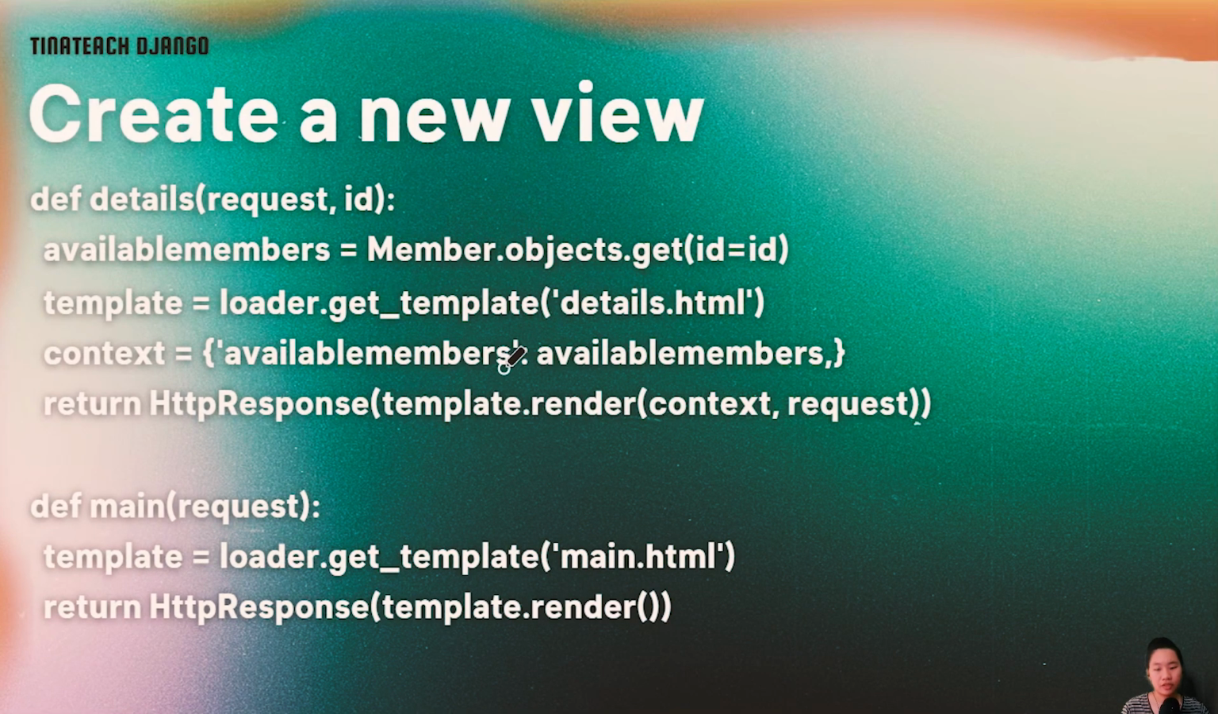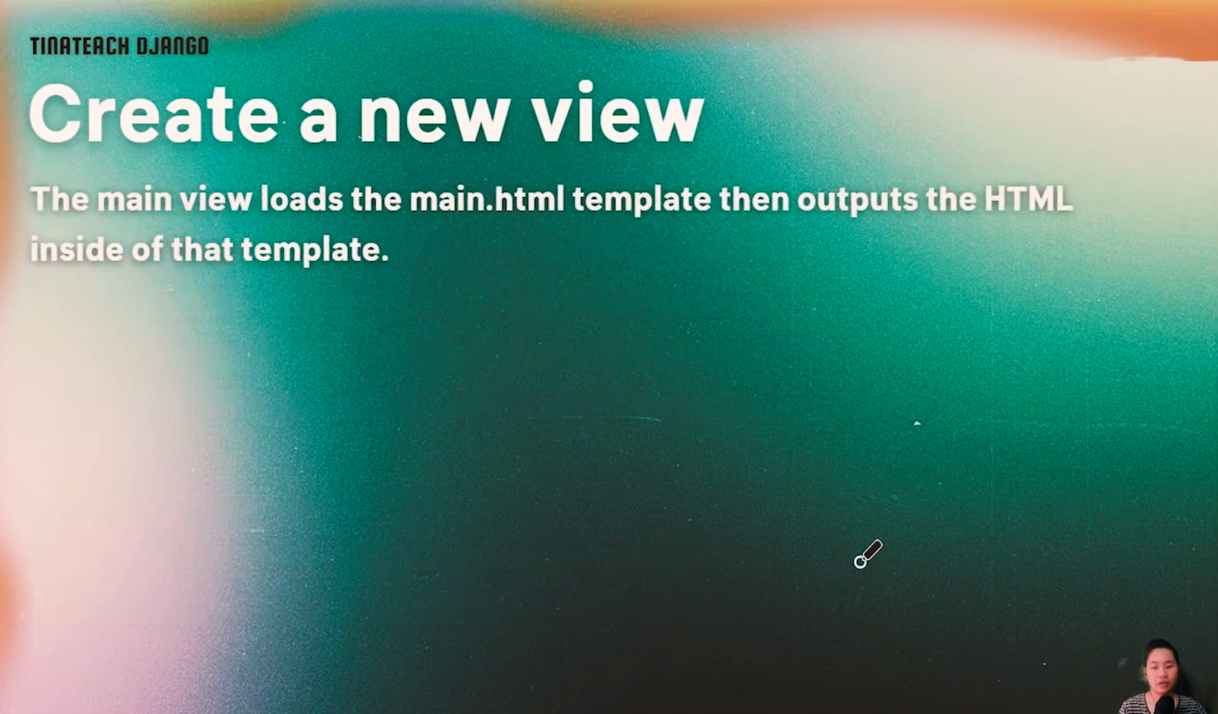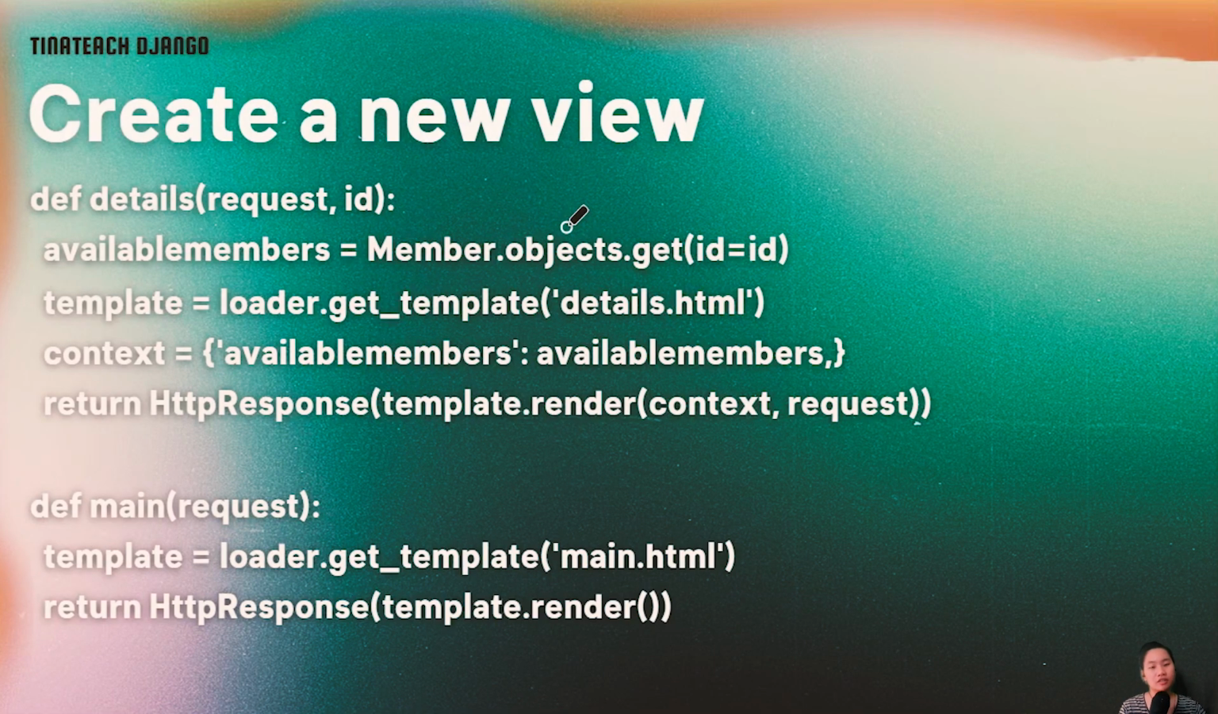Now, the difference is this over here. The main request: template equals loader.get_template main.html. That is our new template. Return HttpResponse template.render. The main view will load the main.html template and then output the HTML rendering of that template. So what it does is basically render what we have in the main.html file.